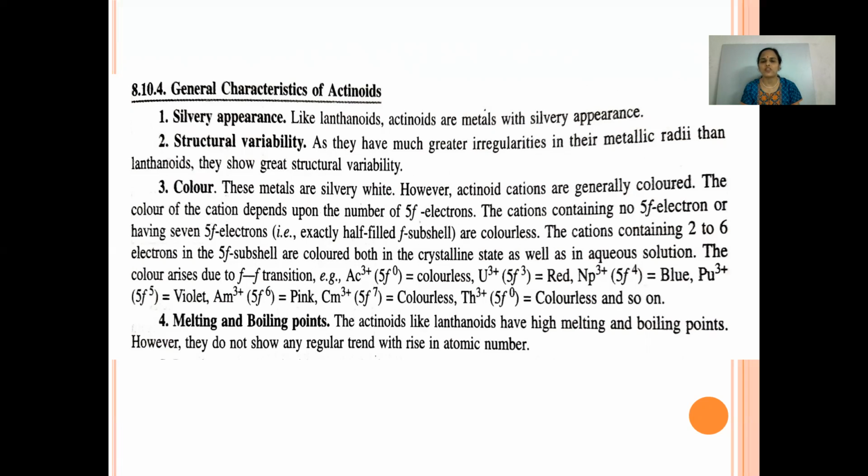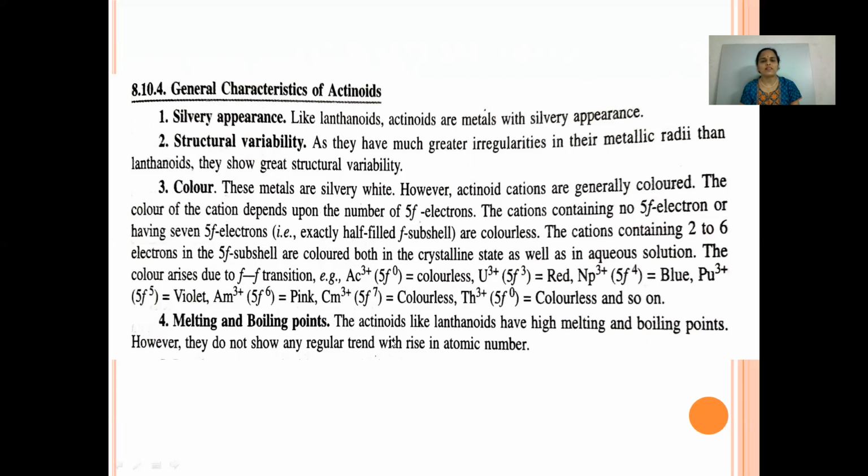Example, Ac3+, 5f0 is colorless. U3+, 5f3 is red. Np3+, 5f4 is blue. Pu3+, 5f5 is violet. Am3+, 5f6 is pink. Cm3+, 5f7 is colorless. Thorium in +3 state, 5f0, colorless, and so on.